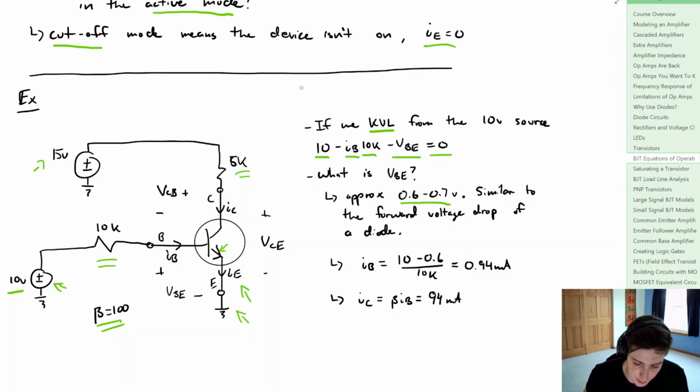Now, if we make this assumption, we can say that the base current is going to be 10 minus 0.6 divided by the 10K. So our base current is going to be 0.94 milliamps. I might switch it up if I use 0.6 or 0.7 volts, just to give some variation in the problems. Now we can find our collector current, which is going to be equal to beta times IB. We know what IB is, we know what beta is, so that's going to be equal to 94 milliamps.